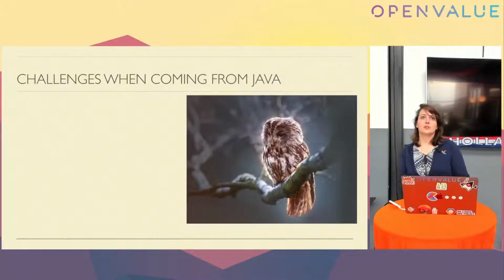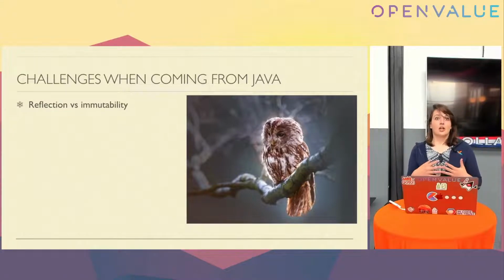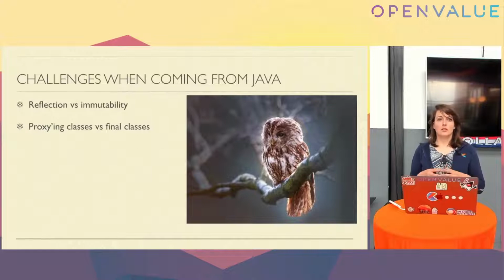So there we go, challenges when we're coming from Java. We'll assume during this talk that we all have some preferences or are coming from Java. So first thing to keep in mind is that Java libraries and frameworks are using reflection, and sometimes this doesn't really go along with Kotlin wanting everything to be immutable. So this is something that can feel awkward sometimes when you're working with Kotlin in the Java ecosystem. Some frameworks are also proxying classes, and this also doesn't feel really natural when you're working with Kotlin, as Kotlin wants its classes to be final and therefore non-extensible.